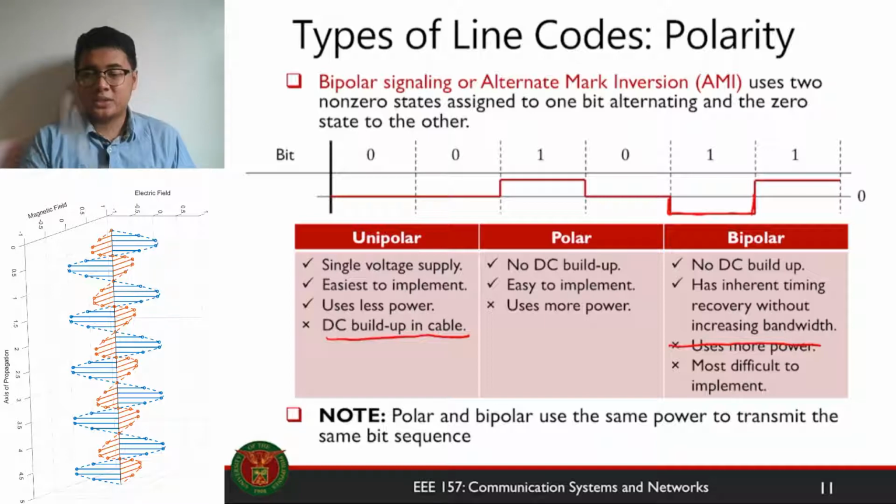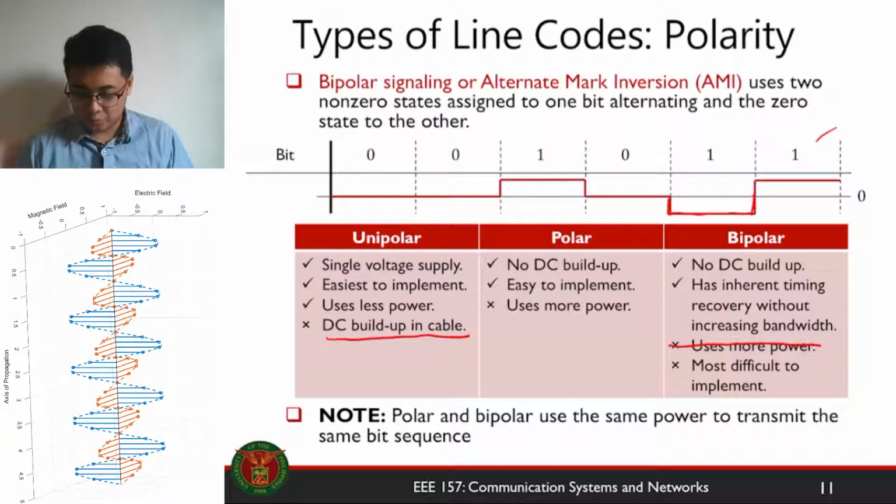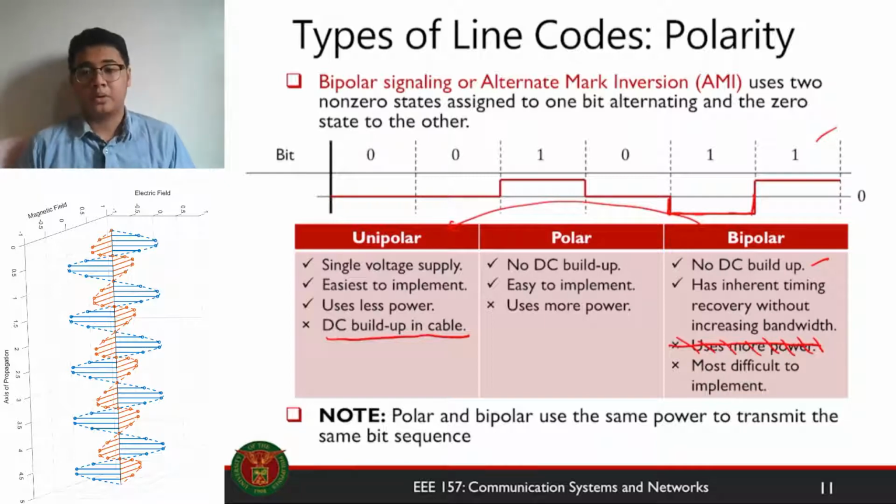Okay? So in this convention that you see here, the figure that you see here, it actually is only on if bit 1 is the input. And that is also true for unipolar. It's only on if bit 1 is the input. So it doesn't use more power. It actually uses less power compared to your polar signaling. Okay? And it has no DC buildup, which is the main advantage of it over unipolar. But it's the most difficult to implement. So there's a trade-off here between power use, DC buildup, and difficulty of implementation.